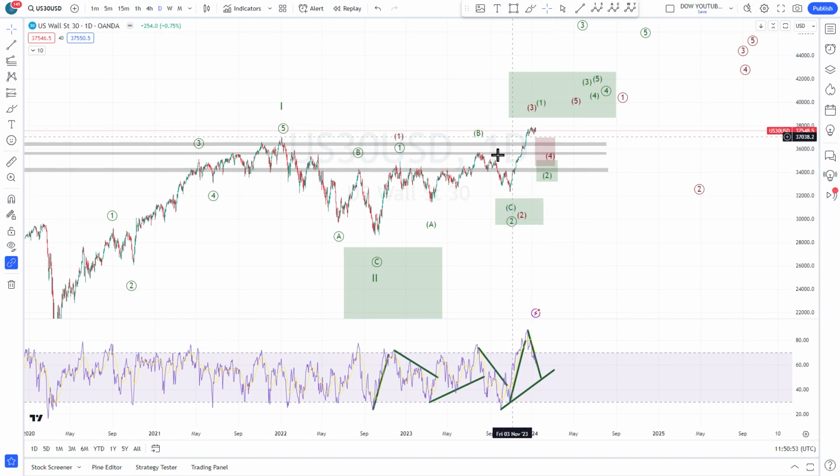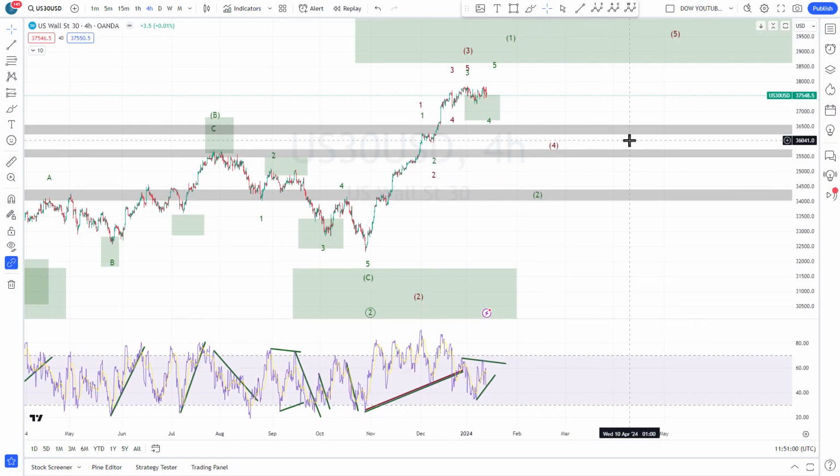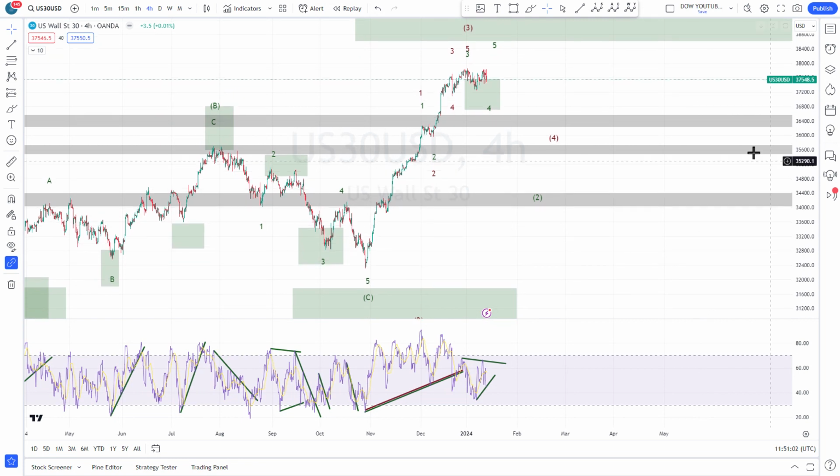Okay, if we want to analyze this structure here in more detail, we go to the 4-hour chart.